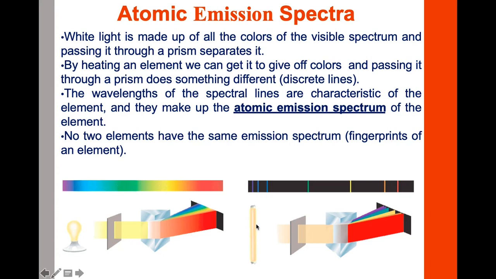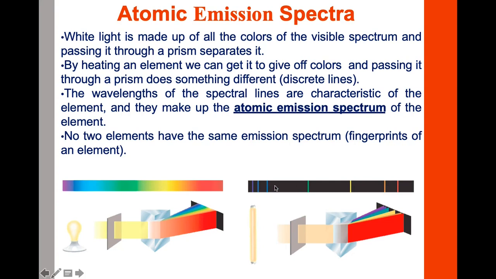Okay, now let's look at this image here, and we see a neon light. When we pass a neon light through a prism, we do not see a continuous spectrum. Instead, what we see are these distinct lines. If you can see here, distinct lines. Compare it to this one. This here is a continuous spectrum. This is atomic emission spectrum.